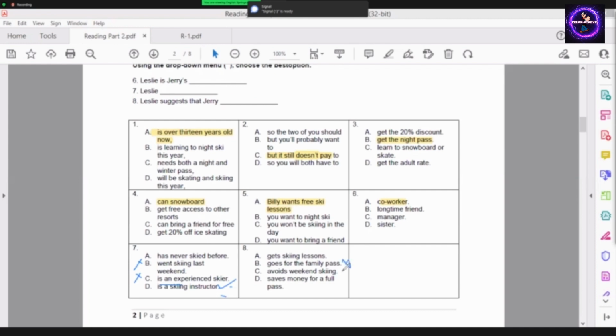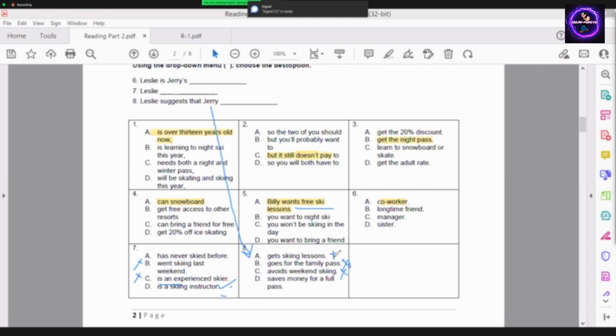So B is not there. C is not there. He is asking them to get the full pass, so it is not save money for the full pass. Get skiing lessons only is more appropriate in this. Jerry should not be getting skiing lessons. Billy will be getting free ski lessons. We underlined this. Billy wants free ski lessons. So Billy is not supposed to go for skiing lessons. Billy, his brother or sister, I don't know who, is. Oh, okay. Now that makes sense.